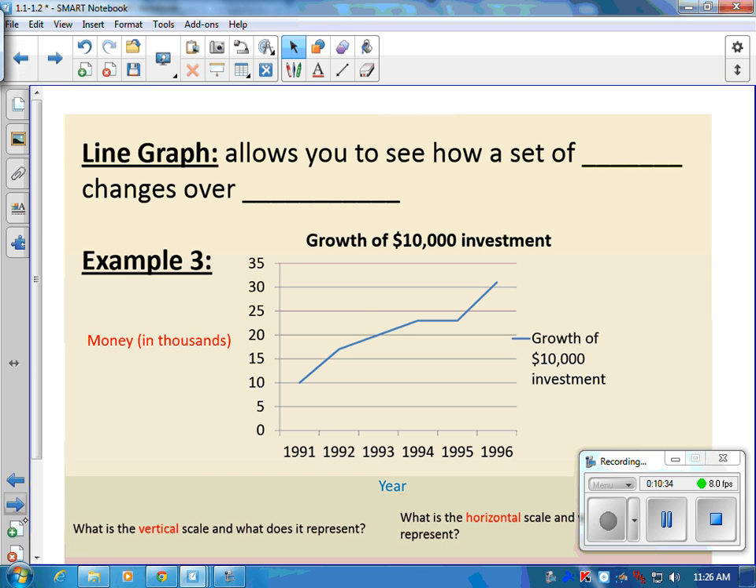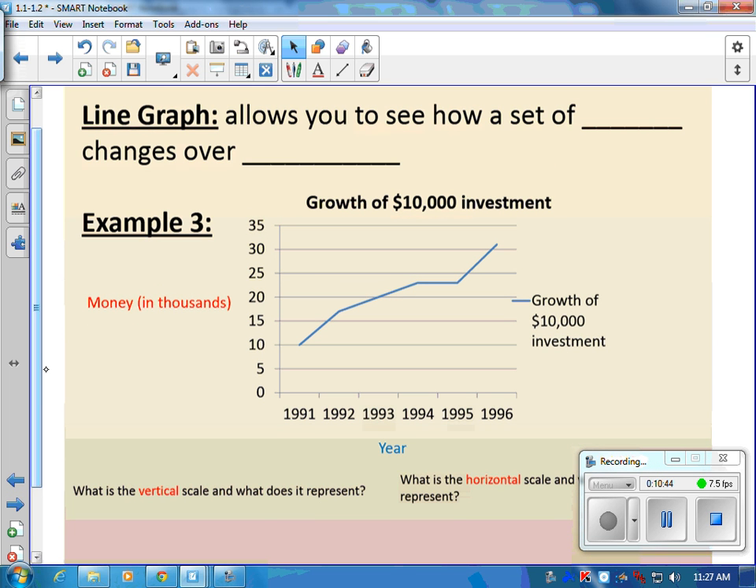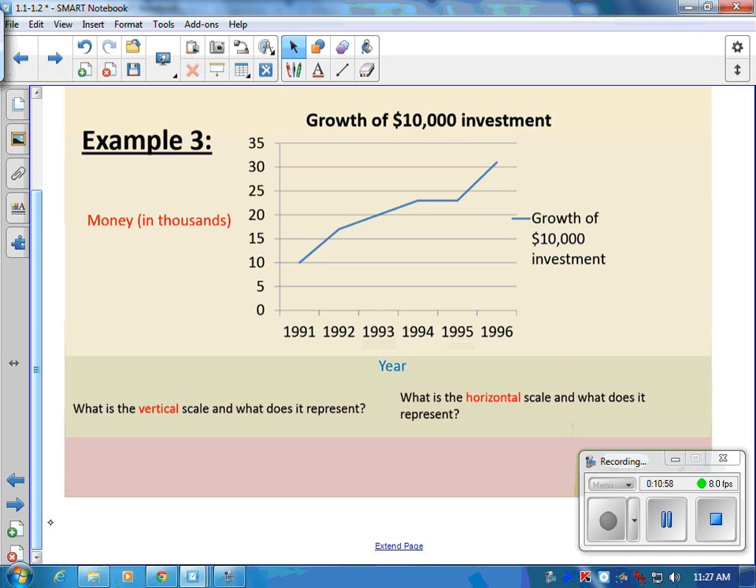Let's take a look at line graphs. So again, we need to remember line graphs and line plots are two completely different things. So a line graph helps me with what? Zach? How a set of data changes over time. So a line graph, we are comparing time. So now let's talk about our scales. Again, vertical scale goes with the y-axis, horizontal goes with x.